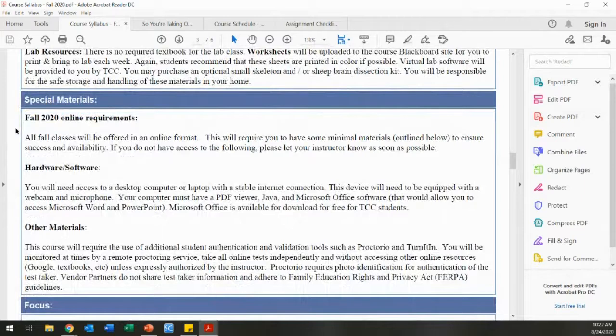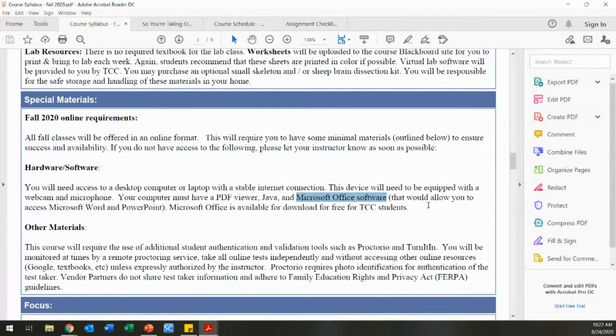The easiest way to make sure you're in good shape is to make sure that you have Microsoft Office downloaded onto your computer, and that is available for free for TCC students. So again, feel free to send me questions about that if you don't already have Office on your computer.